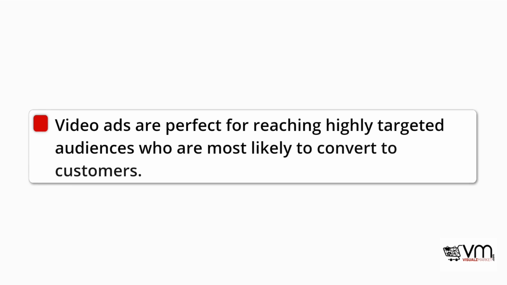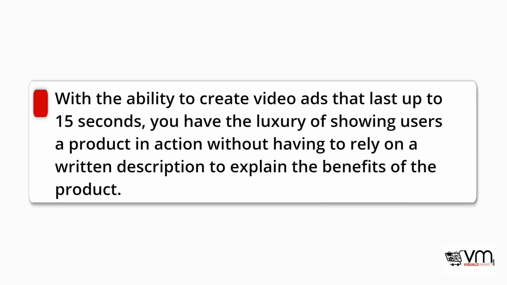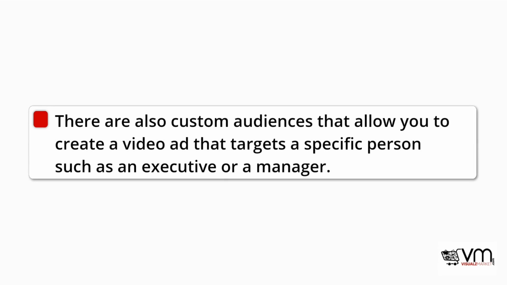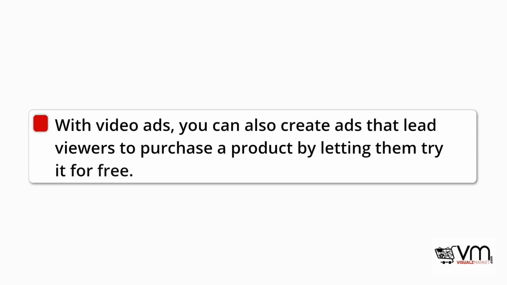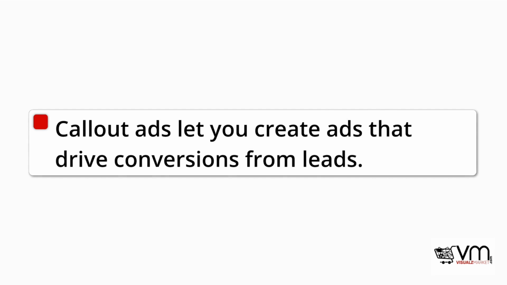Video ads are perfect for reaching highly targeted audiences who are most likely to convert to customers. With the ability to create video ads that last up to 15 seconds, you have the luxury of showing users a product in action without having to rely on a written description to explain the benefits of the product. There are also custom audiences that allow you to create a video ad that targets a specific person such as an executive or a manager. With video ads, you can also create ads that lead viewers to purchase a product by letting them try it for free. Callout ads let you create ads that drive conversions from leads.